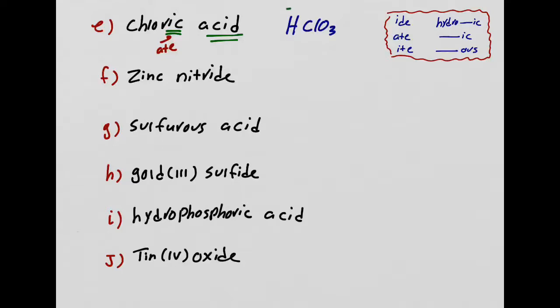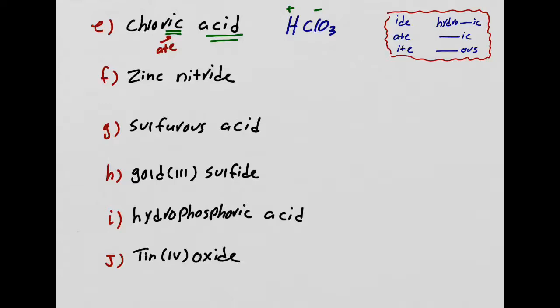And then hydrogen has a +1 charge. Chlorate has a -1 charge. So these two are balanced out. You guys are good so far? Okay, beautiful. Because again, remember, you have to balance the charges for acid.